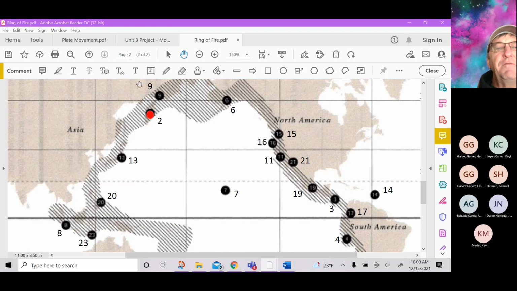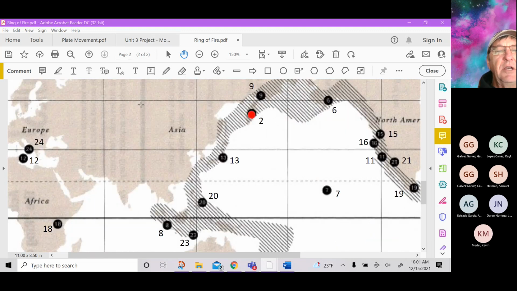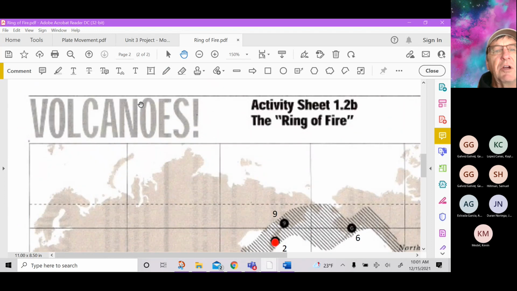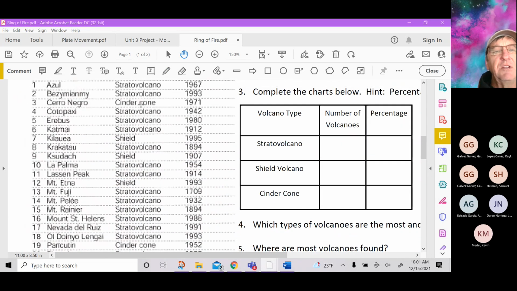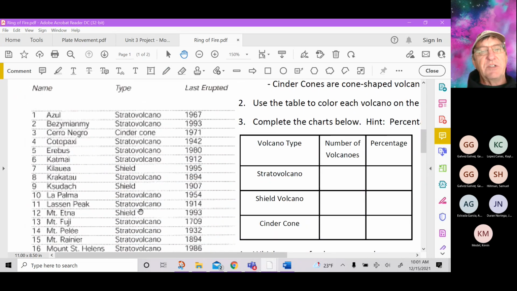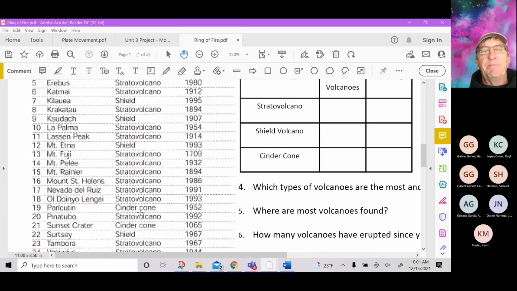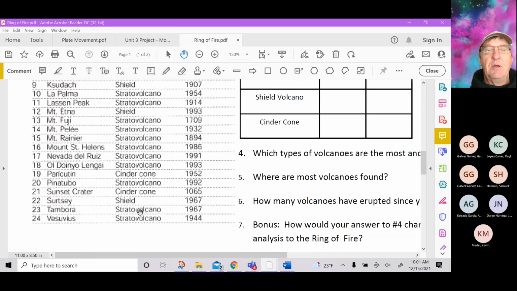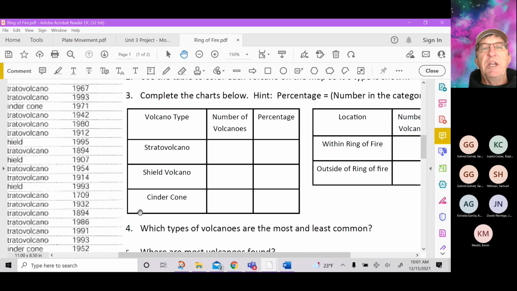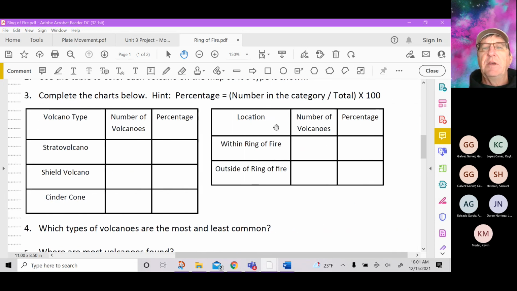All right, so that's the first part of this assignment, and I'm going to turn you loose to work on this in a minute. You just assign these colors to the different volcanoes, right? Let me show you what you're going to do next. You're going to do some math. You got to calculate percentages.